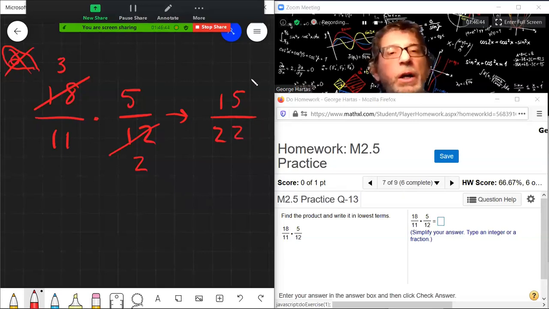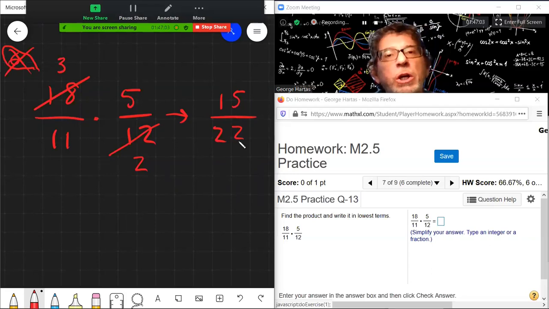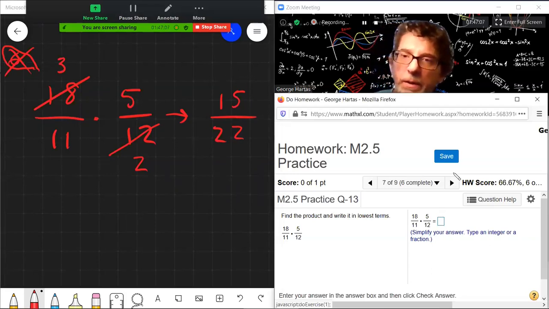And by the way, even though it is guaranteed that your final answer is fully reduced, just take a quick look here, just in case you missed something. If this was 16, for example, you don't want to leave something not reduced, because it's going to be wrong. So 15 over 22 does not reduce, so I feel pretty confident that that's going to be the right answer.